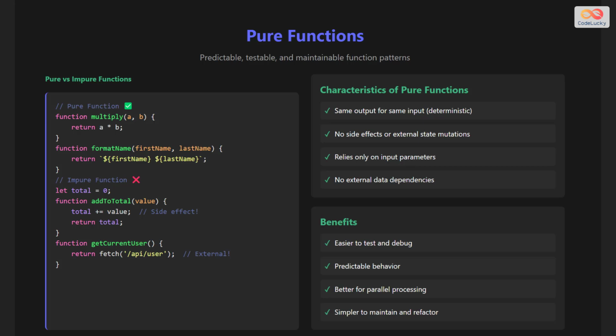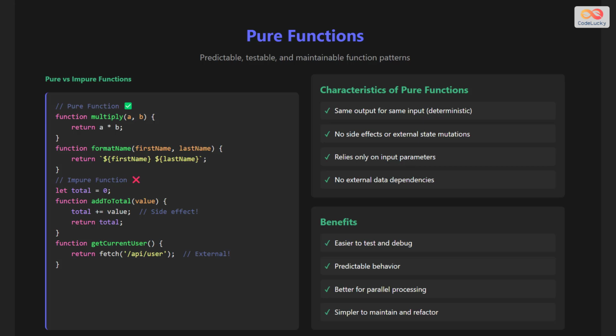Pure functions are a key concept in functional programming. They are predictable, testable, and maintainable function patterns. The main characteristic of a pure function is that it always produces the same output for the same input, meaning it is deterministic. Also, pure functions do not have any side effects or external state mutations. They rely solely on their input parameters and have no external data dependencies.